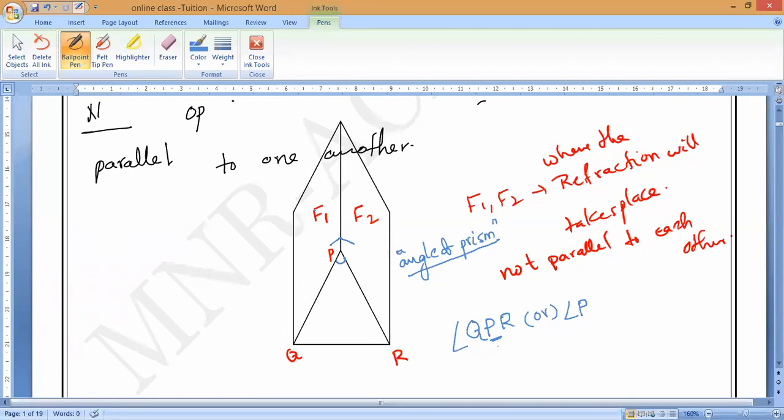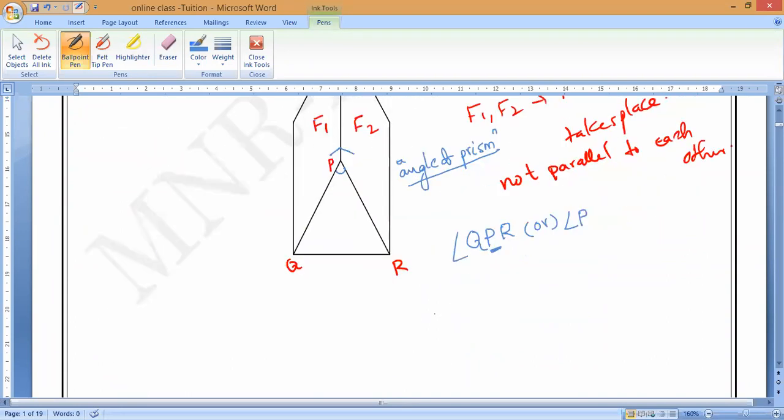Yes, sir. The middle letter is the angle. Do you remember that from mathematics? Is it true or not? So in this figure, QPR is what we should call the angle of prism. So what is this P representing? The angle between the opposite faces of the triangular glass prism. That is what we should call the angle of prism.